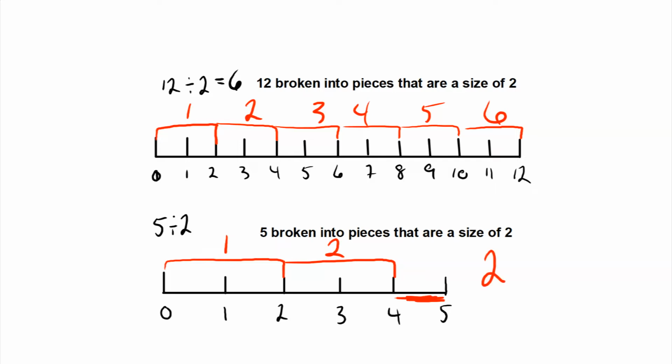And then we've got 1 sort of half chunk. So it's 1 out of 2, right? There were 2 pieces in each chunk, and here we only have 1 of those. So that makes it a half. So 5 divided by 2 is equal to 2.5.